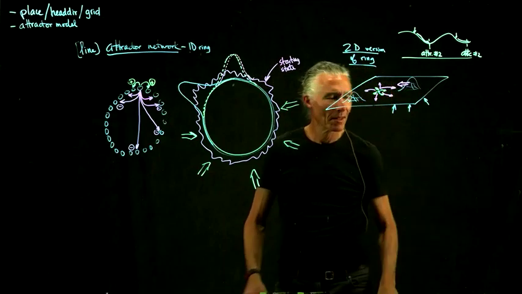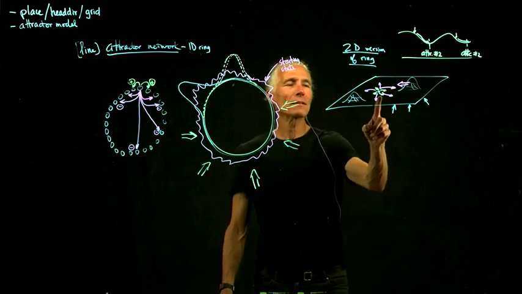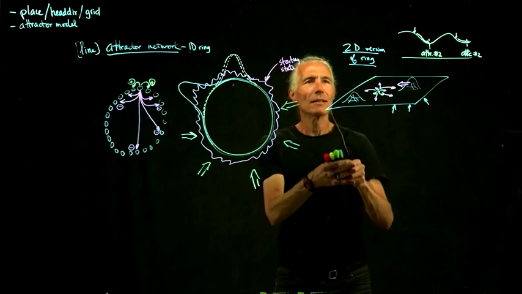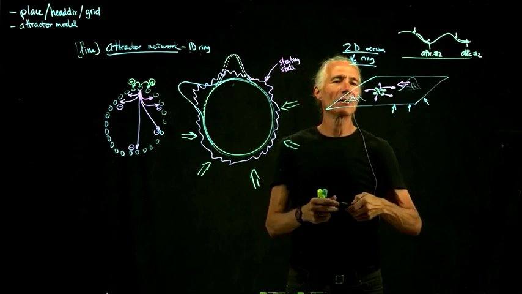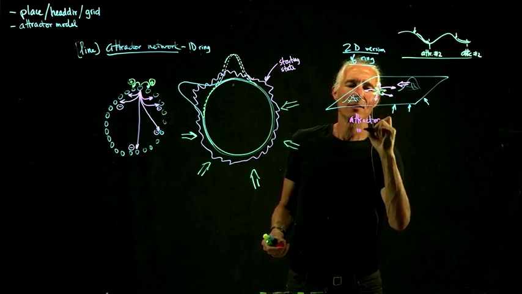Yeah. The attractor network only applies to the head direction cells, or the mammillary cells as well? No, this could be an attractor. Yeah, so we can label this. This is like an attractor model of place cells.